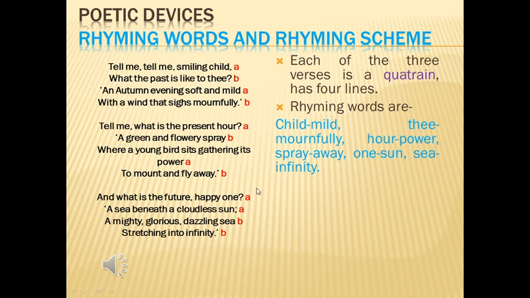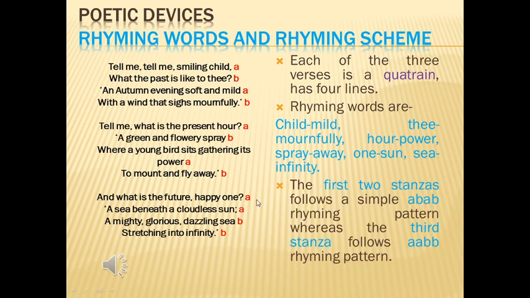Now using these alphabets that I have written, this is called as the rhyming scheme. So for the first 2 stanzas, the rhyming scheme is A, B, A, B. The rhyming pattern, you can say it in this way also, that the rhyming pattern is A, B, A, B. Whereas for the third stanza, the rhyming pattern is A, B, B.